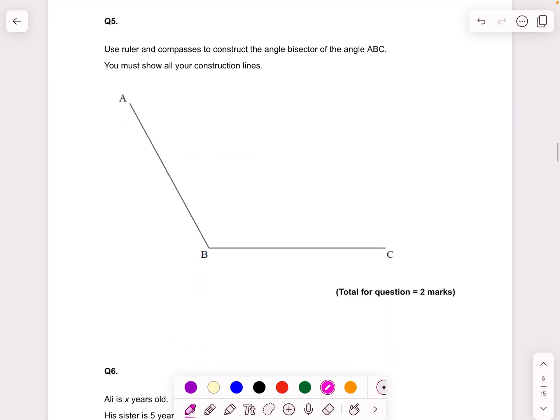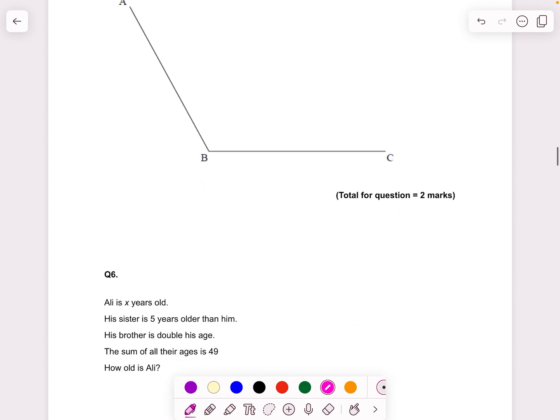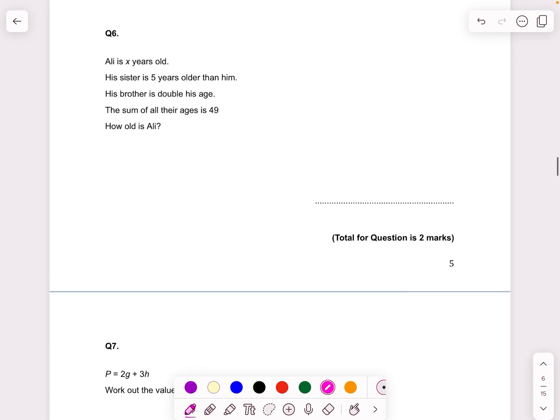Here I can't show you on Notability how to do an angle bisector, but if you got that wrong, remember in the lesson to come and speak to me and I can show you exactly how to construct the angle bisector. Right, number 6.